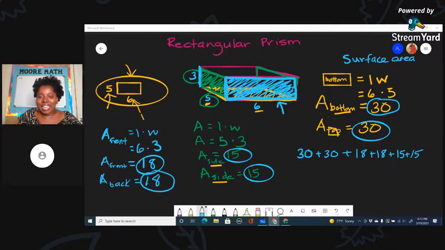All right, tell me what you're getting. 126. Say it again. 126. Okay, yep. 126. Now, let's say this was inches, right? Do you know what the units are going to be? No. Okay, we'll come back to units, but it will be inches squared. For now, I want to make sure you know the area of each side, how to get that, and then add them all together and find the surface area.